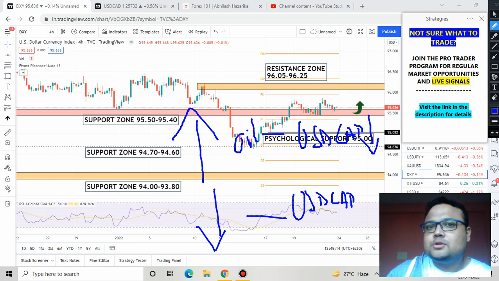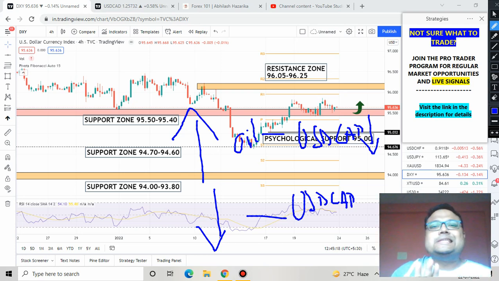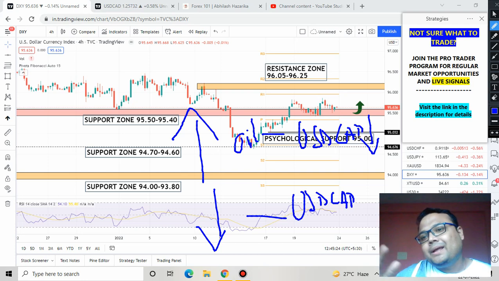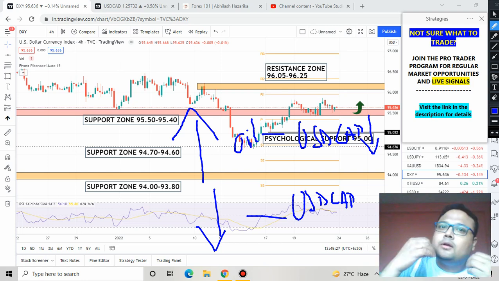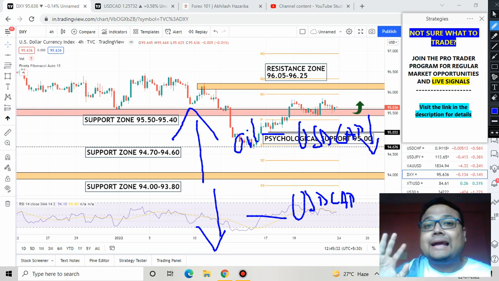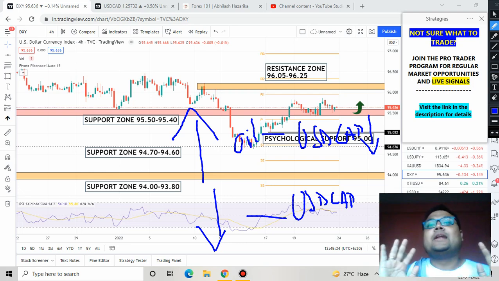So what I'm saying is that for the long term purpose, there is an upside on USD CAD, considering the higher time frame, the weekly time frame, plus the overall scenario on the US dollar, plus the price of oil. But for short trading purpose, not day trading purpose, you can take a sell position on the black line, the trend line. That's it. That's what I'm saying.